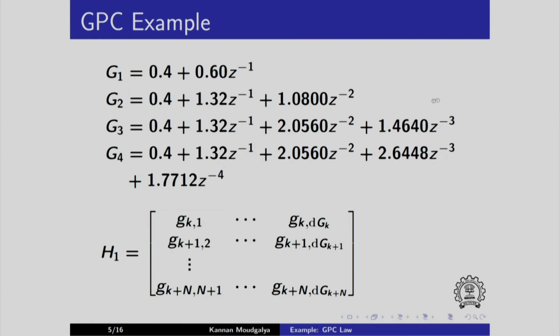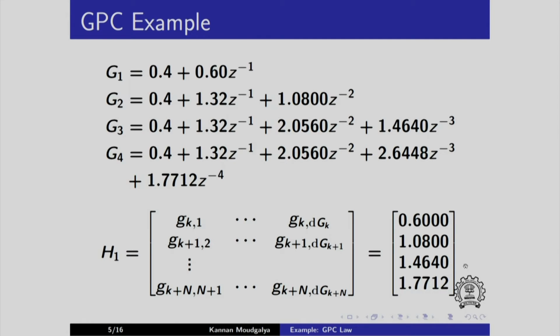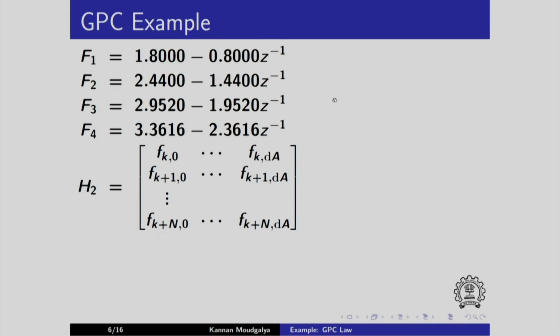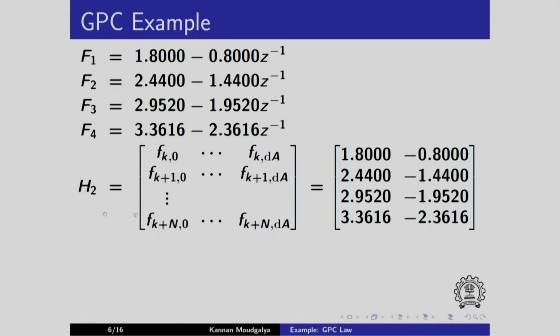Alright, from the same equations we get H1, and we see this to be the last entries, namely 0.6, 1.08 and so on. From F entries we get these equations and we stack them up to arrive at H2.